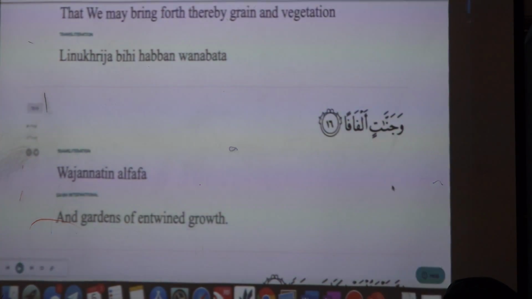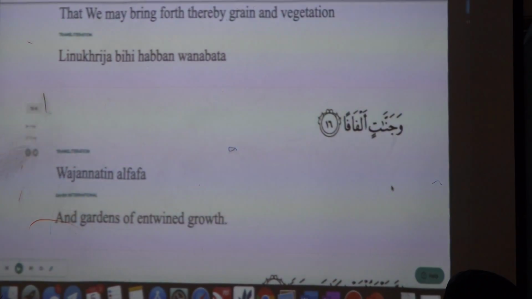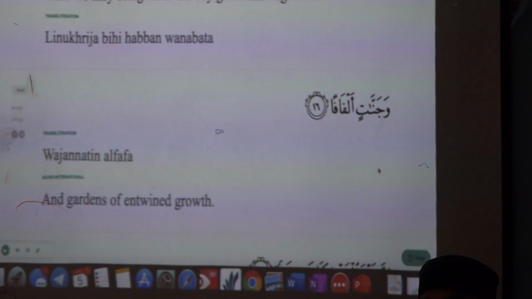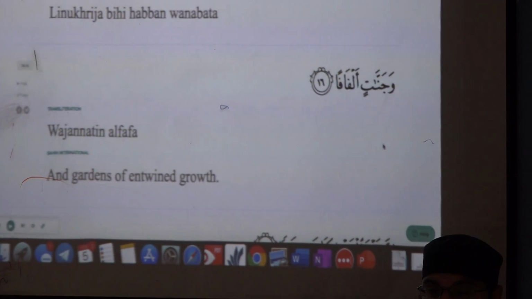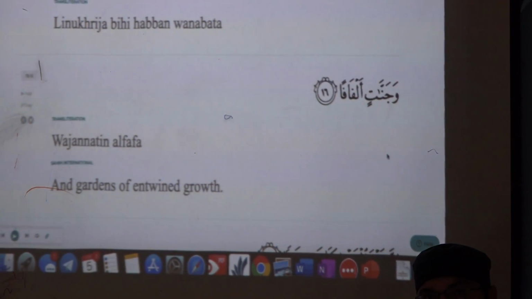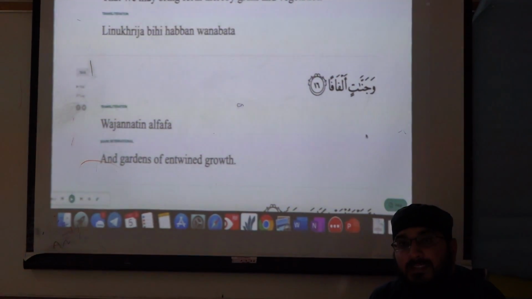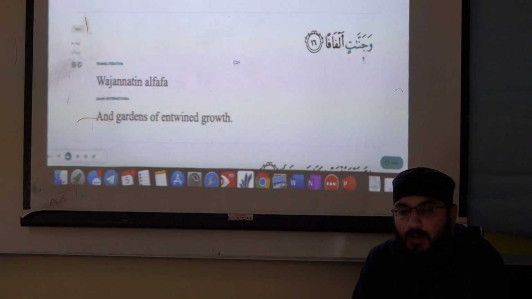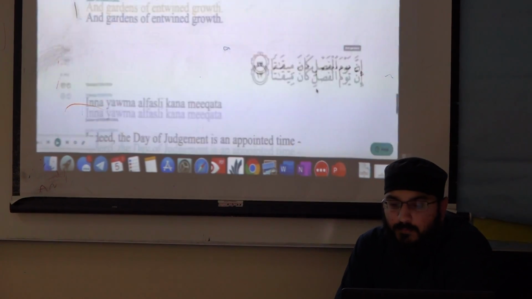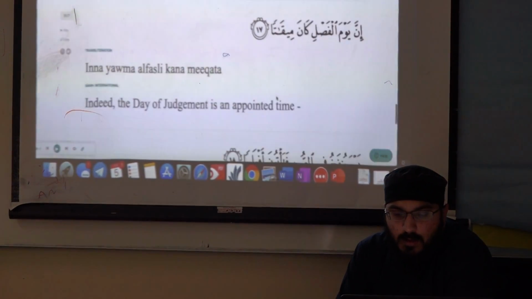If it is nominative, and I believe I mentioned this in last class, then we know for a fact it's the subject of the sentence. It's going to be the subject of the sentence, whether it's an is sentence, a nominal sentence as we went over in the first class, or it's a verbal sentence. Okay? وجنات ألفافا. Okay, إن يوم الفصل كان ميقاتا.